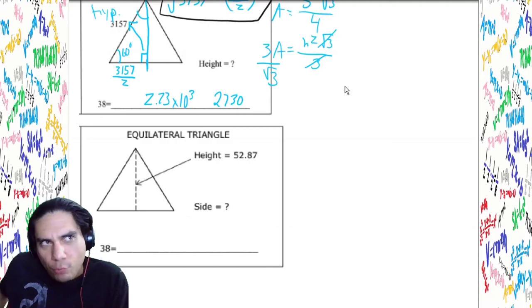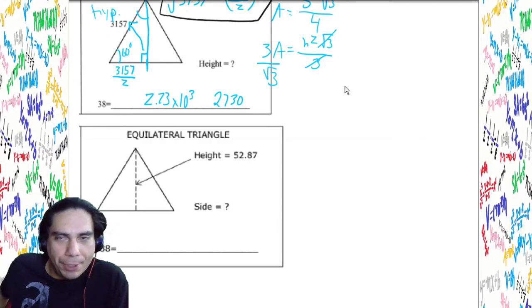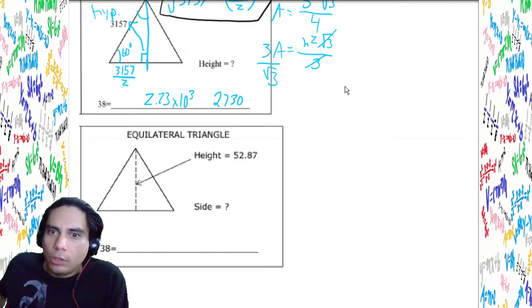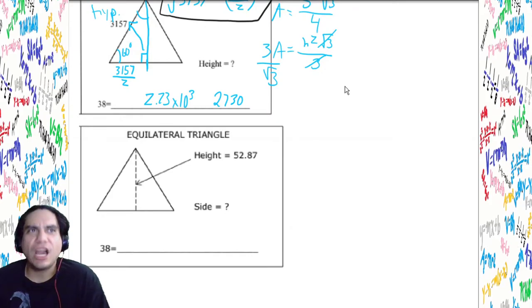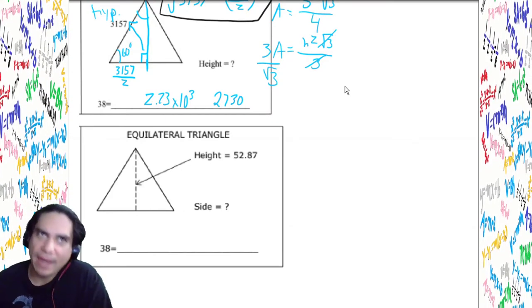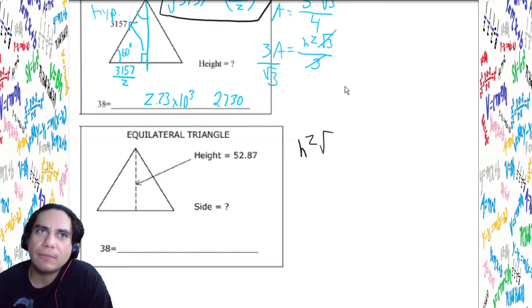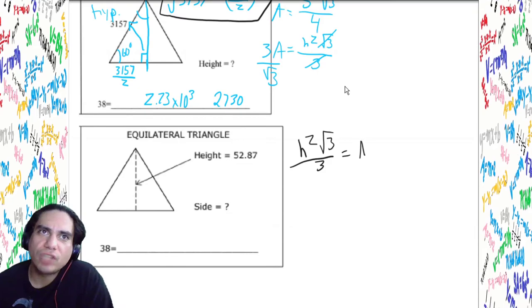Well, I mean, you can't really use that height to go ahead and figure out that side. You know what? We probably could use something, but I don't know. Let's go ahead and come up with, yeah, that height squared formula. Yeah, height squared times square root of 3, divide that by 3, and we get ourselves our area.